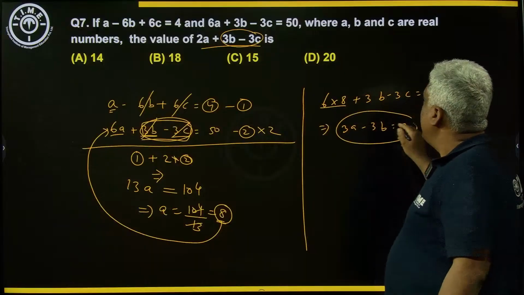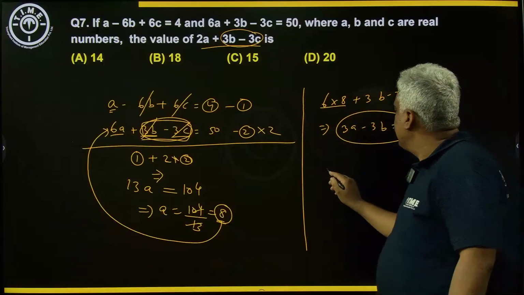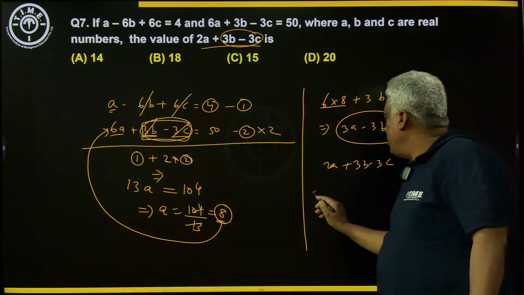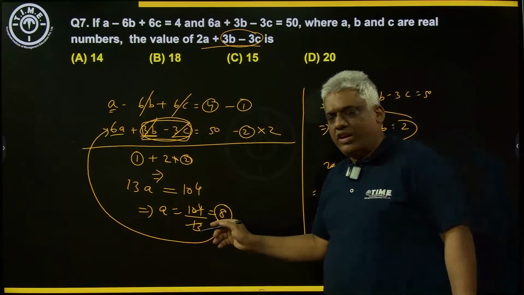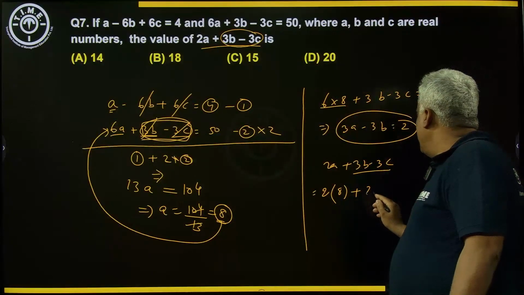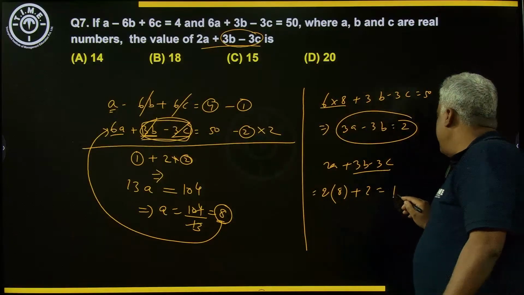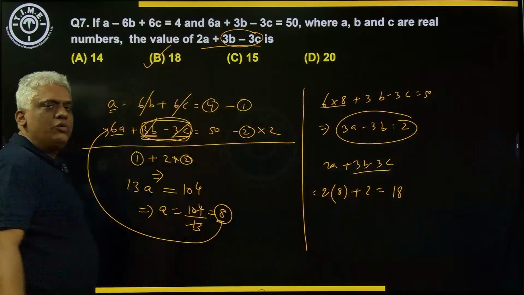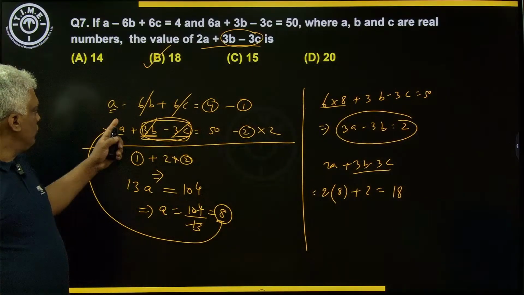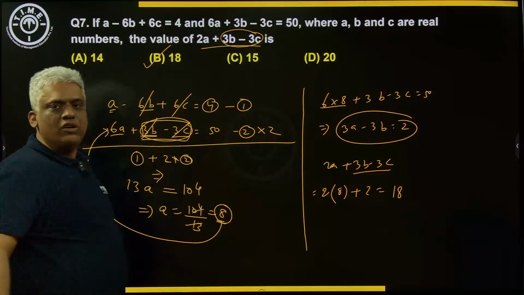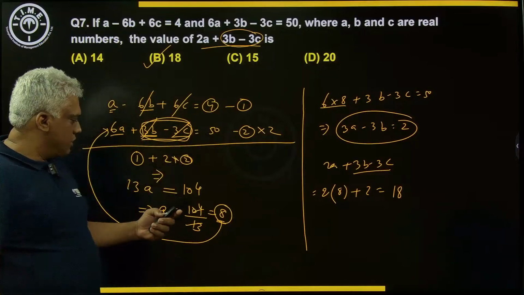We got 2 here. And now we have to find the value of 2A plus 3B minus 3C, right? 2A, A we already got as 8, so this is 16, and plus 3B minus 3C, we got 2. It is 16 plus 2, 18. So 18 is the answer for this question. It was a doable question. Those who just observed that the ratio of coefficients of B and C are the same, for them it was an easy question, right?